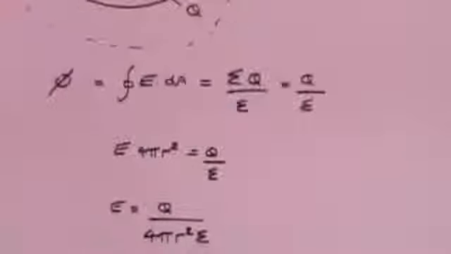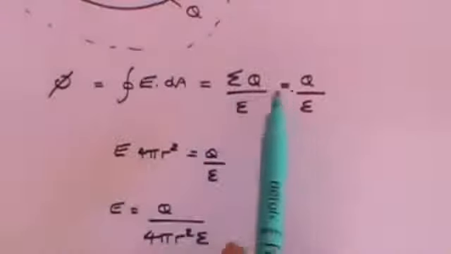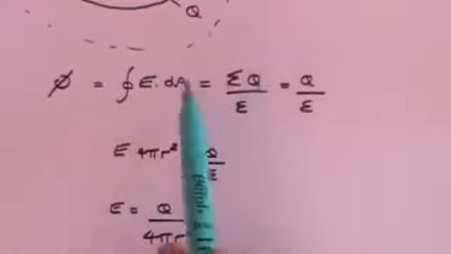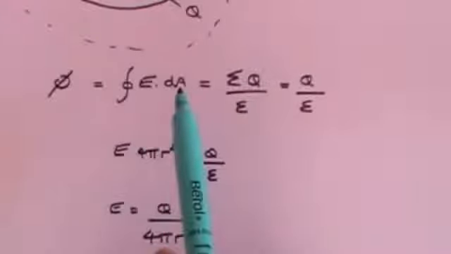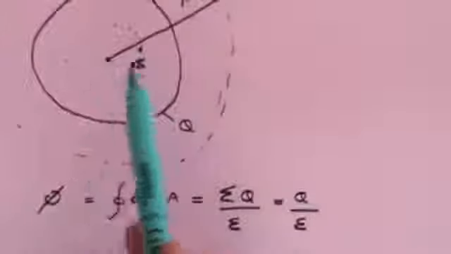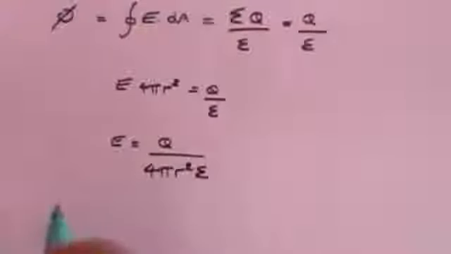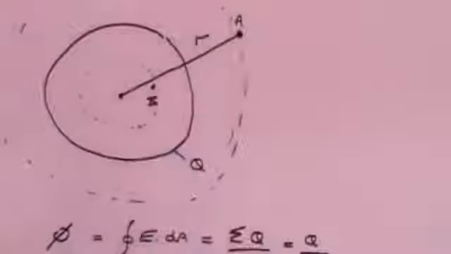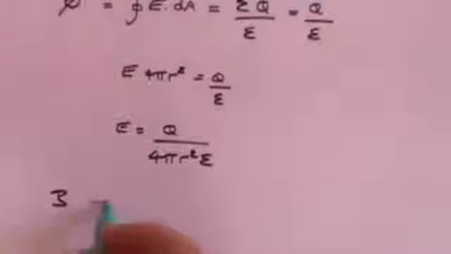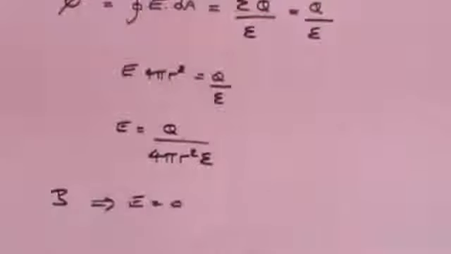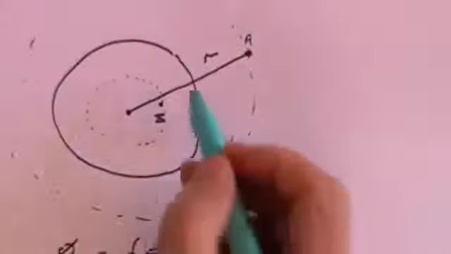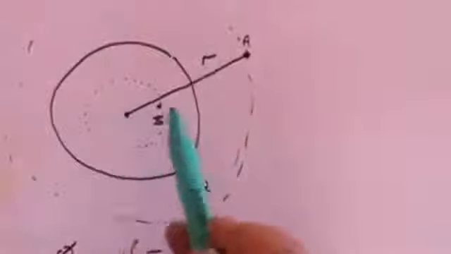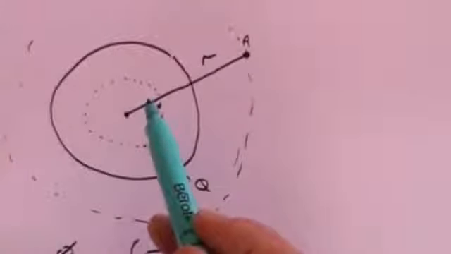And that means that the integral of E dot dA is equal to the sum of the charges, which is 0. So E dot dA must be 0, which means that E must be 0, since the total area of the sphere is not 0. So for point B in this sphere, the electric field is 0. What Gauss's law is telling you is that if you've got charge on a sphere, inside that sphere there is no electric field at all.